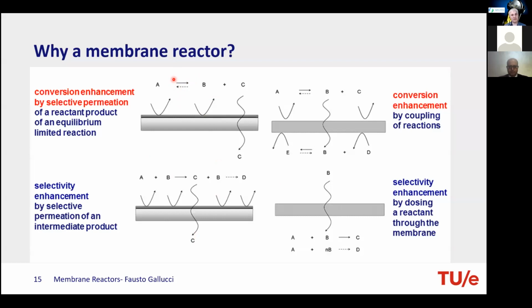For example, if you have an exothermic reaction, you want to work at low temperature to get maximum conversion. But if you remove the product, you can go to high temperature and then the reaction is faster. You need less catalyst and the reactor will be smaller.